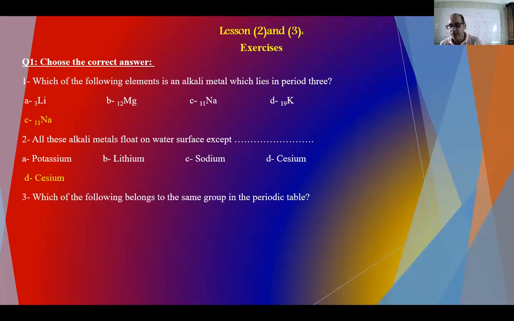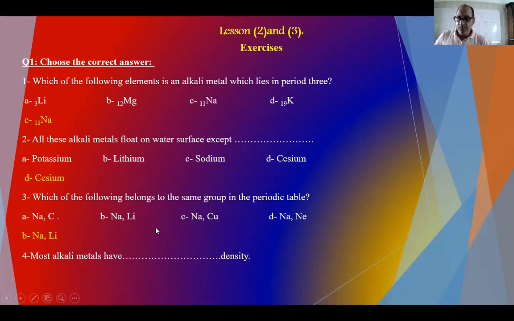Rubidium will sink also. Which of the following belongs to the same group in the periodic table? Let's see. Alkali metals include lithium, sodium, potassium, rubidium and cesium. Let's see here. No, rubidium, cesium. So it will be Na and Li. Most alkali metals have low density.